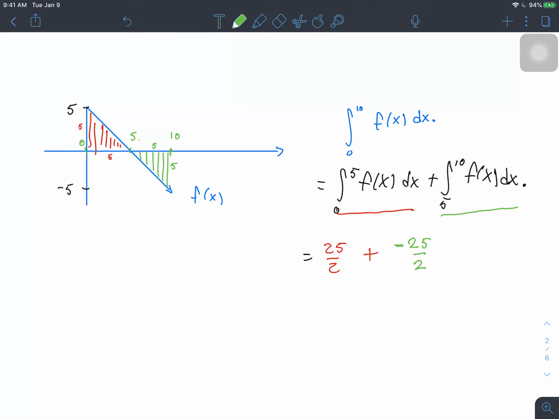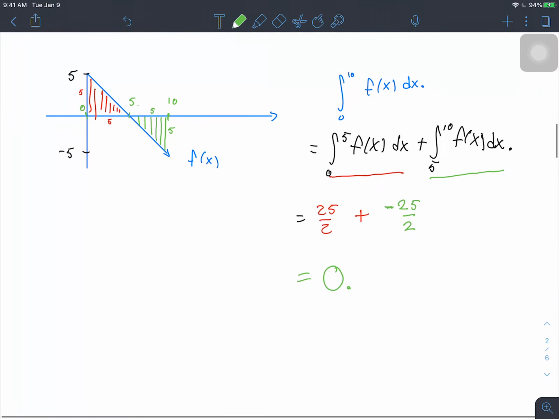So in this problem, we took one integral, split it up into two integrals, and we found that each integral had the same value but opposite sign. If we add them together, what are we going to get? Yeah, 0 is what I'm hearing. Okay, so in this case, the area above the curve canceled out the area beneath the curve. Okay?